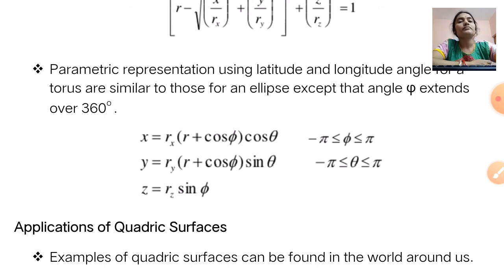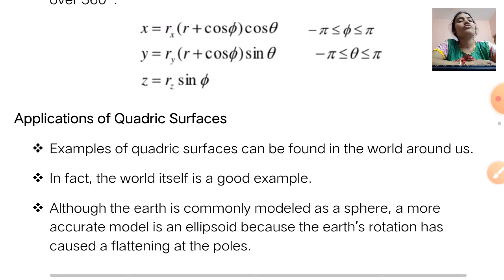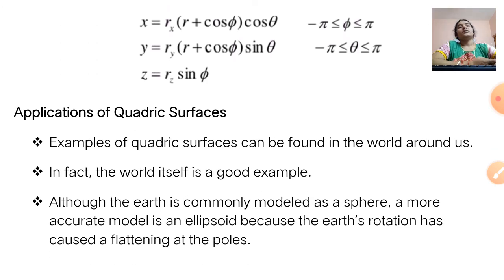Let us discuss applications of quadric surfaces. Examples of quadric surfaces can be found in the world around us. In fact, the earth itself is a good example of a quadric surface. Although the earth is commonly modeled as a sphere, a more accurate model is an ellipsoid because the earth's rotation has caused a flattening at the poles.